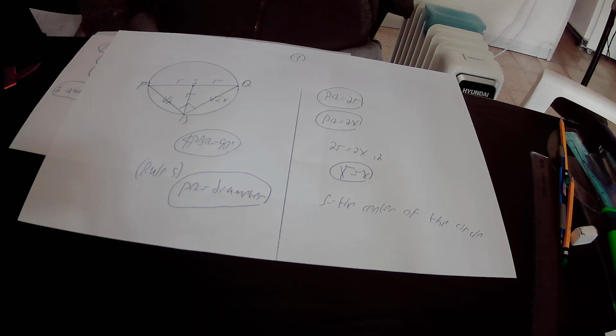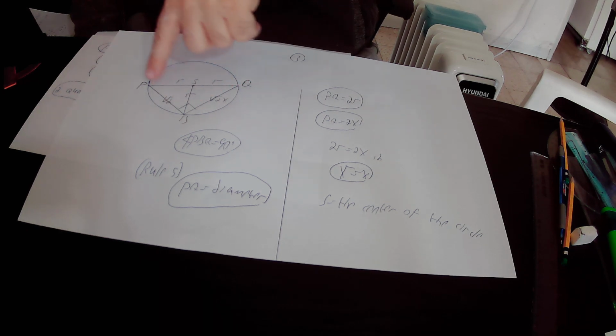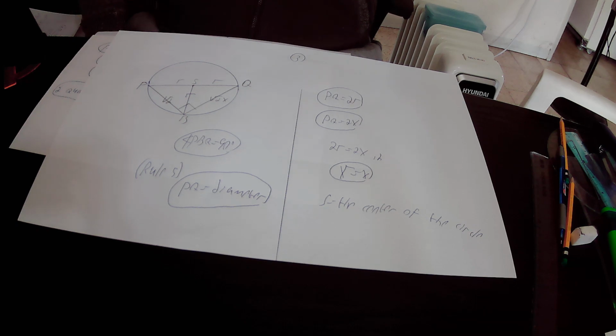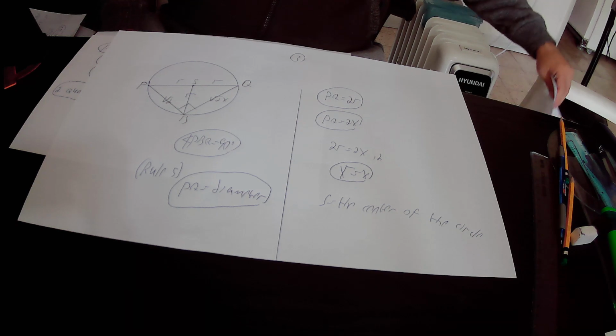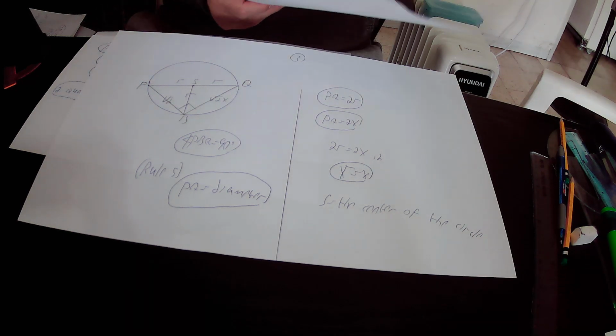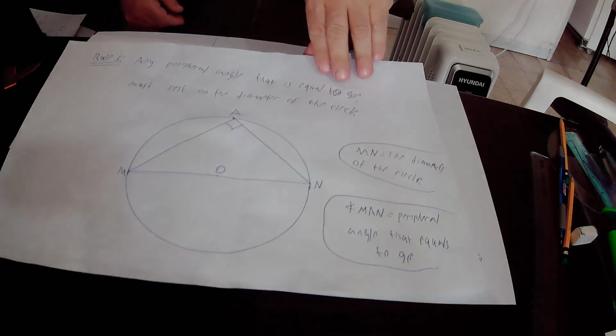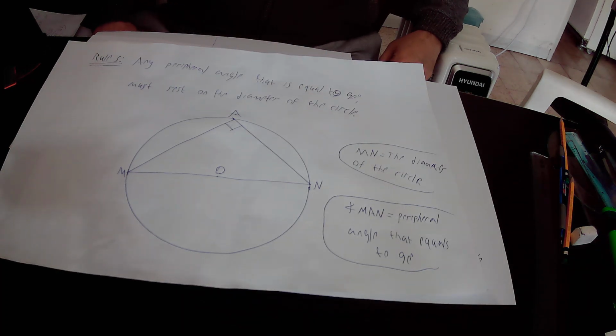And here, for the drawing, we have a circle. Inside this circle, we have peripheral angle QBP. This peripheral angle QBP equals 90 degrees in its size. And we have rule number 5 that relates to a peripheral angle that is equal to 90 degrees in its size. According to rule number 5, any peripheral angle that is equal to 90 degrees must rest on the diameter of the circle.